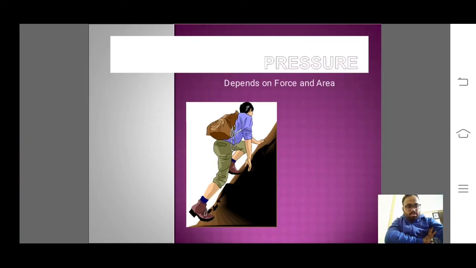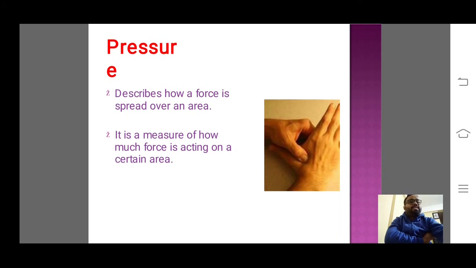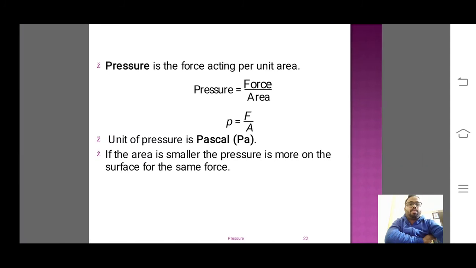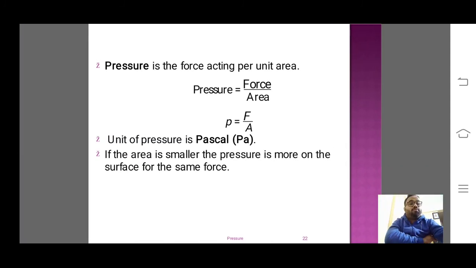Now pressure. I am just giving you a recapitulation of the chapter force and pressure. Pressure depends on force and area. It describes how a force is spread over an area, and it also tells us how much force is acting and to what extent that particular force is acting. So pressure is force per unit area and its unit is Pascal.